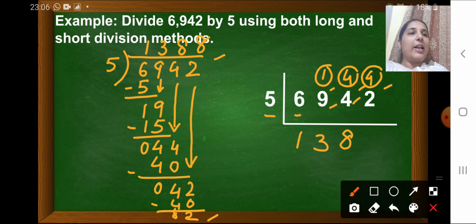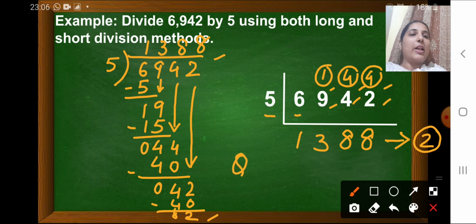So now we have again that 42. So 5 7s are 35, 5 8s are 40, 5 9s are 45 will be more than this 42. So how many times? 5 8s are 40. So when we'll subtract that 40 from this 42, what we will get as remainder? Yes, 2. So where we will write that remainder 2 here now? Yes, we will just put an arrow here and we will write 2 as remainder and we will circle it like this. So what it shows?